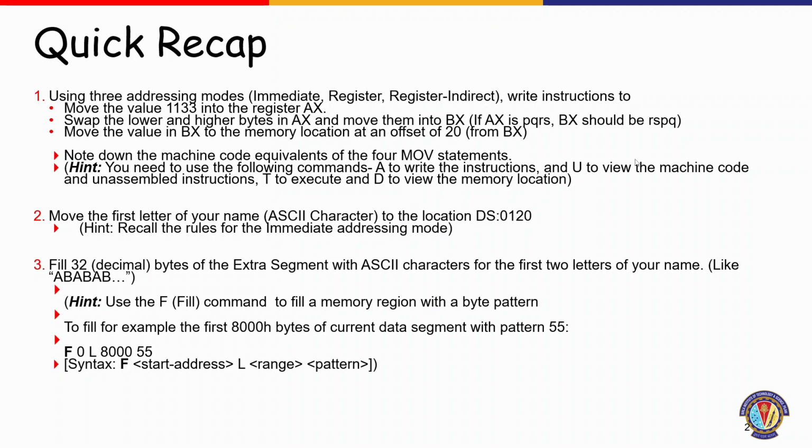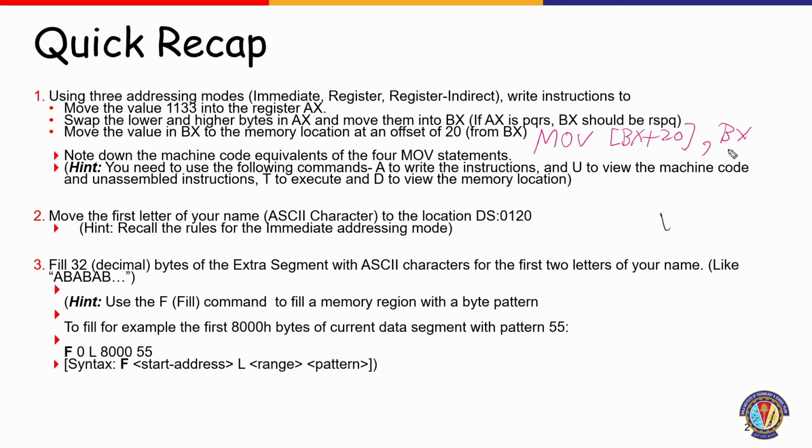Let me take out my pen. The trick is simple: just read what it is saying, memory location at an offset of 20. If I write my move instruction like this, MOV, then the memory location at an offset of 20 can be written as BX plus 20. And what do I have to move inside that? The contents of register BX. So, move the value in BX to the memory location at an offset of 20. This is simple, and similarly, task 1 and task 3 are also simple.